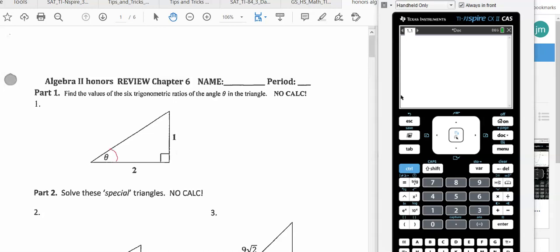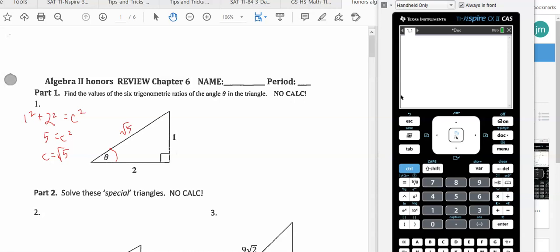Okay, so for this one, let's go ahead and find out the third side of this one. So I'm going to do Pythagorean theorem. So 1 squared plus 2 squared equals c squared. And that's 1 plus 4, so 5 equals c squared. So c equals the square root of 5. So this side is square root of 5.